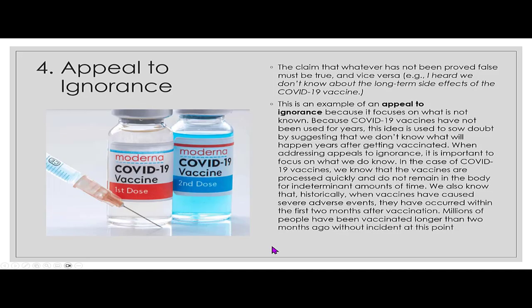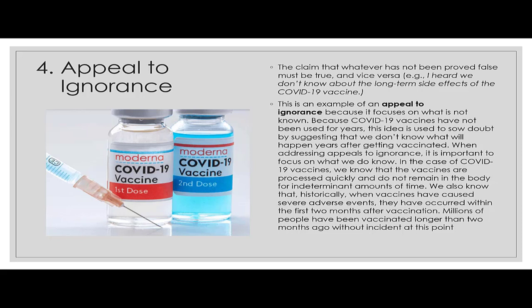The fourth is appeal to ignorance. So this is the claim that whatever has not been proved false must be true and vice versa. For example, I heard we don't know about the long-term side effects of the COVID-19 vaccine. This is an example of an appeal to ignorance because it focuses on what is not known. So because COVID-19 vaccines have not been used for years and years, there's this idea that is used to sow doubt by suggesting that we don't know what will happen years after getting vaccinated.